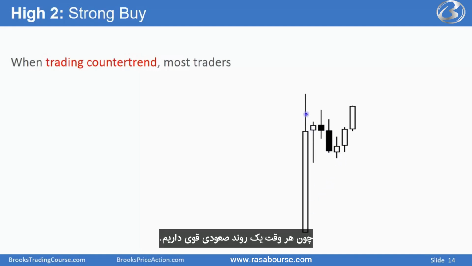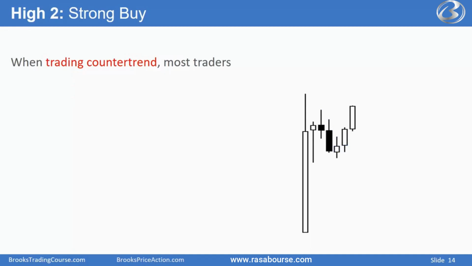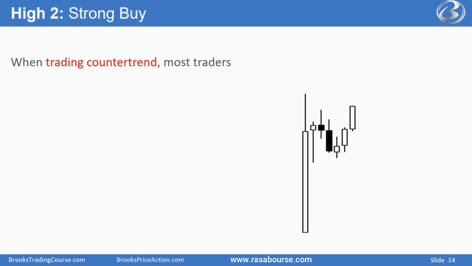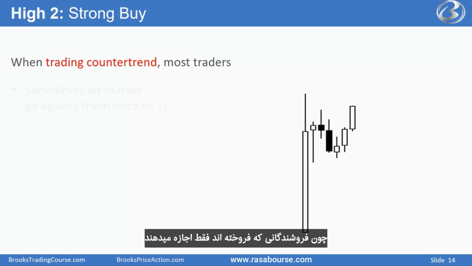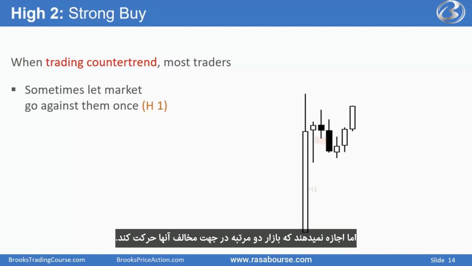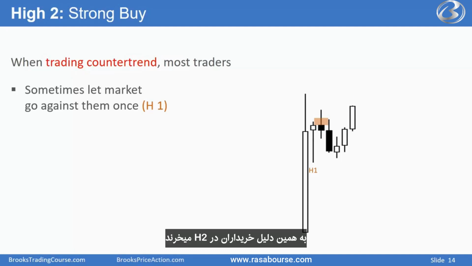Whenever you have a reasonably strong bull trend, and if you're shorting, you might let the market go once against you, but the second time against you, you cannot do it. You got to get out on the high two buy setup. And that's one of the reasons why high two buy setups in bull trends are so good, because the bears who are shorting will let the market go against them one time, but they will not let the market go against them a second time. So the bears will buy back their shorts when the high two triggers. And that's why bulls will buy that high two, because they know the bears will give up.